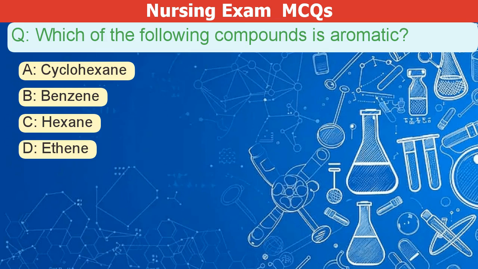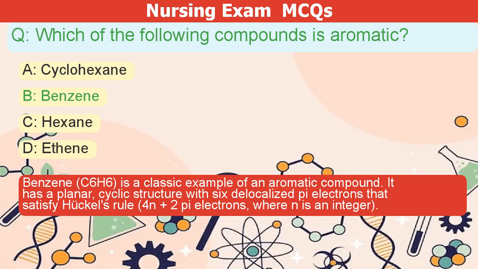Which of the following compounds is aromatic? A. Cyclohexane. B. Benzene. C. Hexane. D. Ethene. The correct answer is B. Benzene (C6H6) is a classic example of an aromatic compound. It has a planar, cyclic structure with 6 delocalized pi electrons that satisfy Huckel's rule, 4n + 2 pi electrons, where n is an integer.